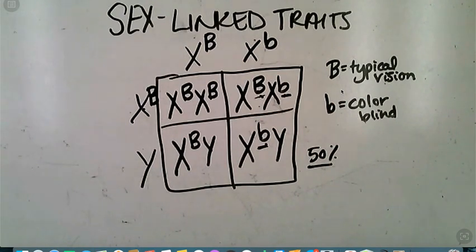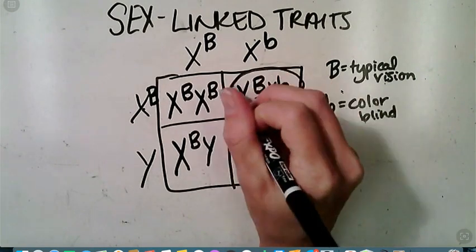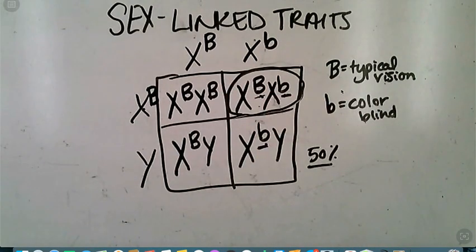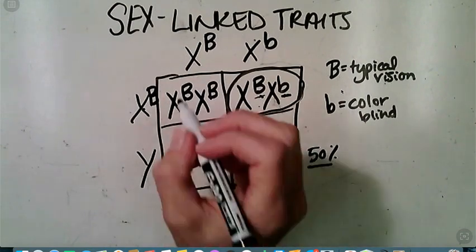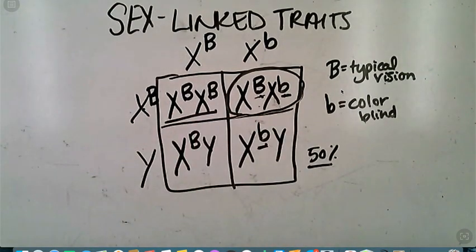Yes, the question is: is this one a carrier? Yes. So she's just like her mother. She could give her children color blindness, but she can see color vision. Okay. And then probability. Go ahead. No, go ahead. What's the probability of her offspring having color blindness?